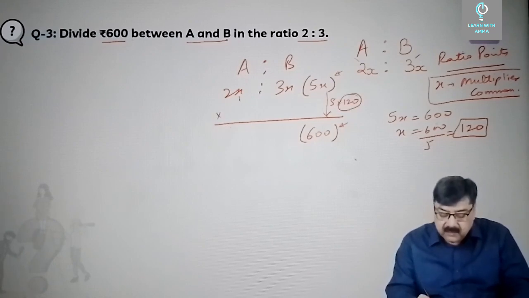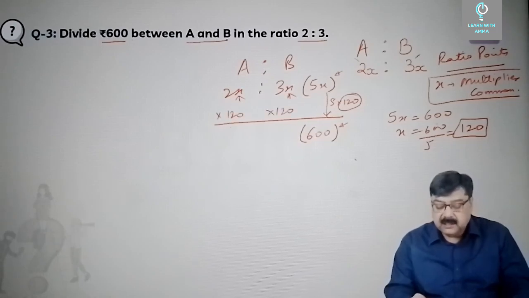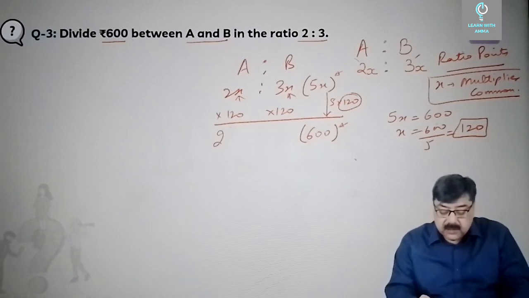So everywhere, now the value of x is 120. So 2 into 120 is what you will do. Here 3 into 120 is what you will do. So this is 240 is to 360.